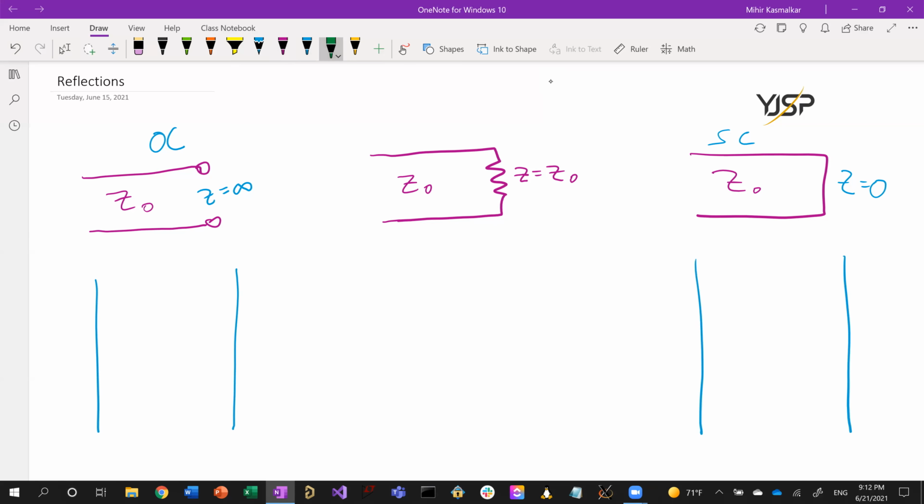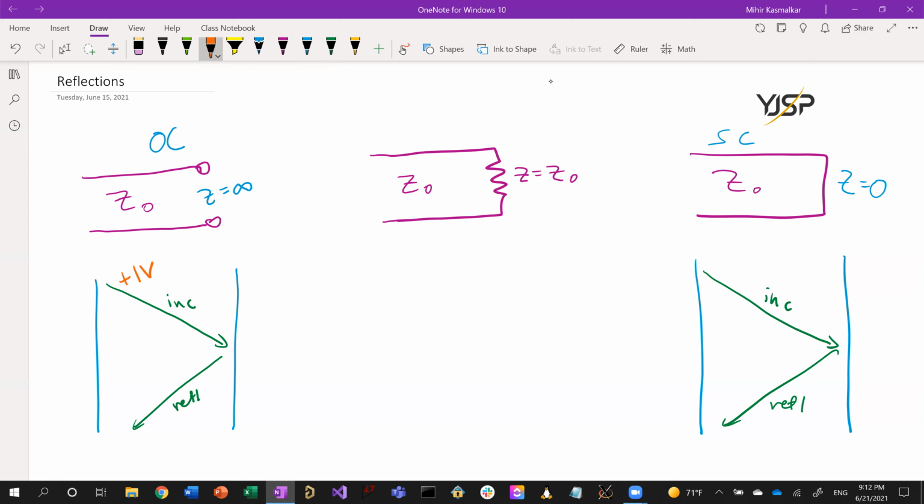You launch your incident wave. This is the incident wave. It's coming in, and it reaches the end of the transmission line, and it bounces back. You have a reflected wave. So let's look at the open circuit case on the left here. Let's say you launch an incident wave of positive 1 volt. The reflected wave, in this case, will also be positive 1 volt, because in the open circuit case, the polarity and magnitude of the reflected wave are the same as that of the incident wave.